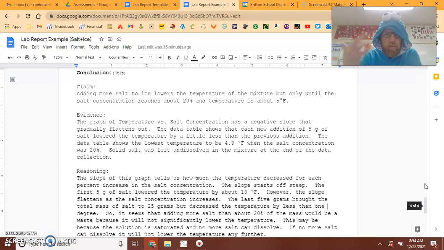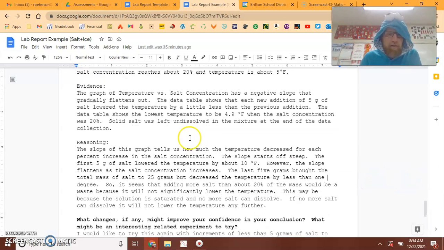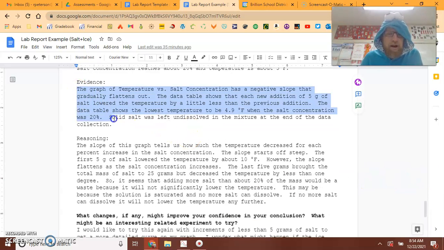Then you have to do your best to support that, to prove it, or something like prove it, by using evidence and reasoning. So your evidence section should not have anything about why. It should be just you pointing to different parts of your data. So in my evidence section here, I said, look at the graph. It has a negative slope. It flattens out. Look at the data table.